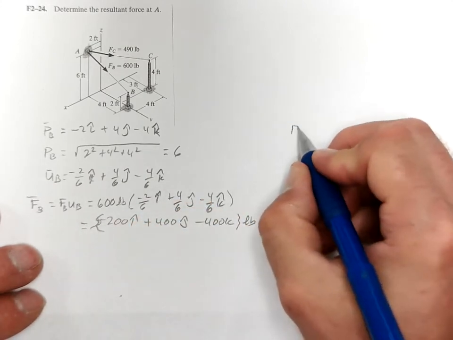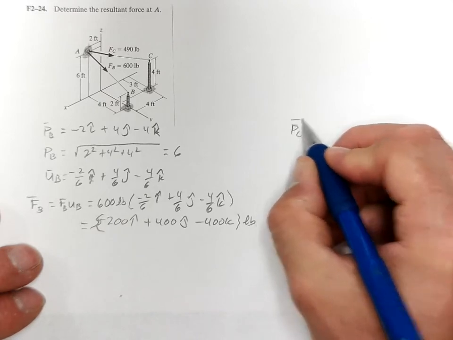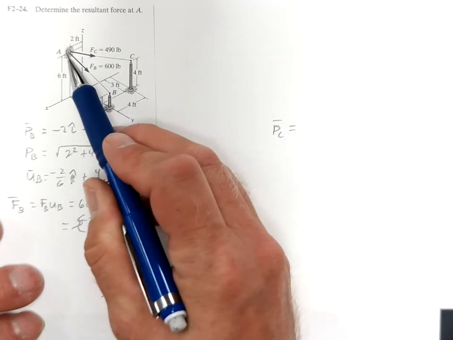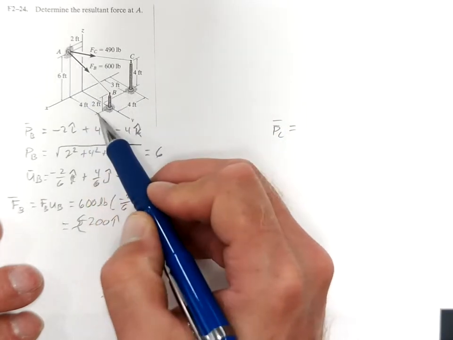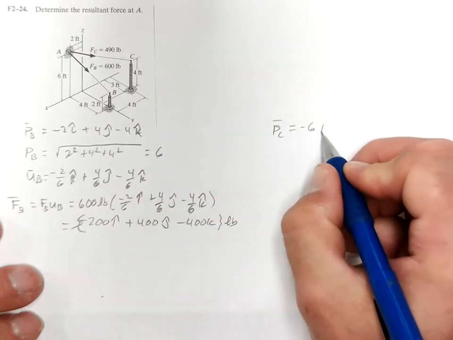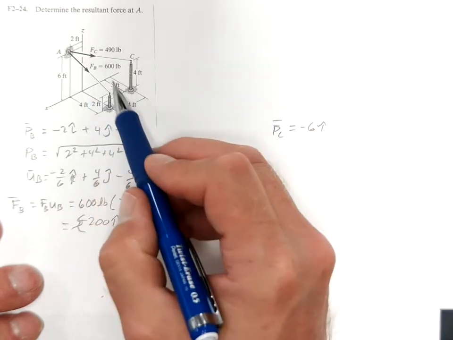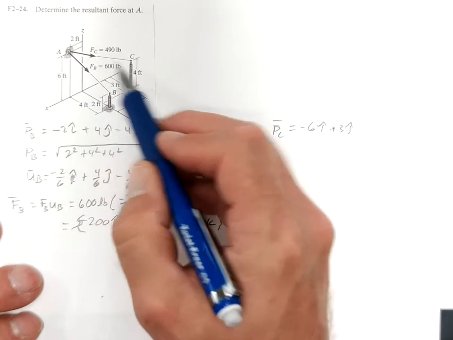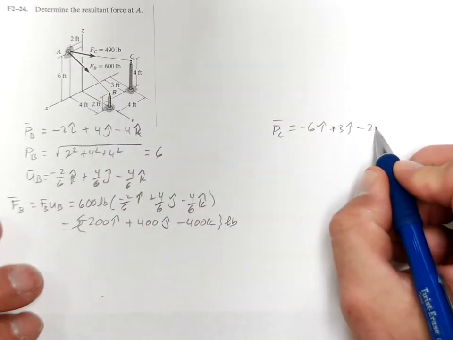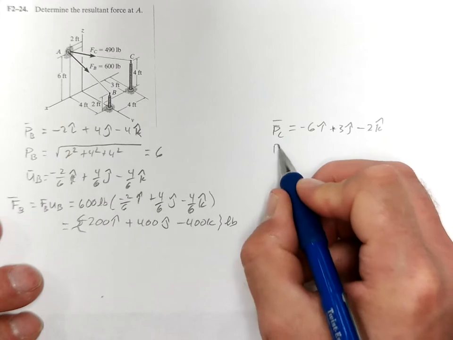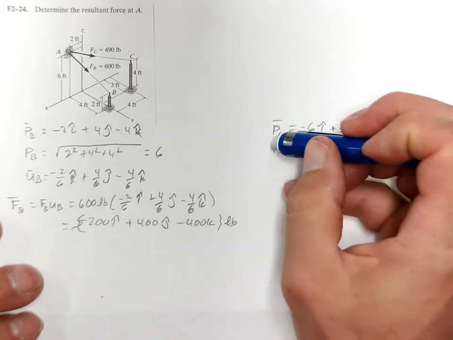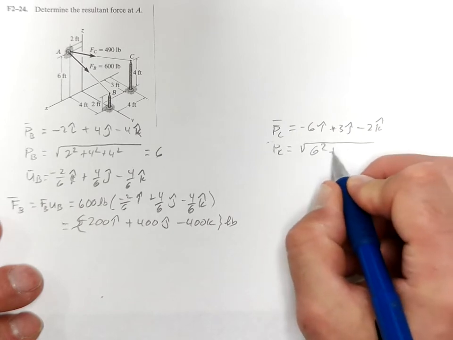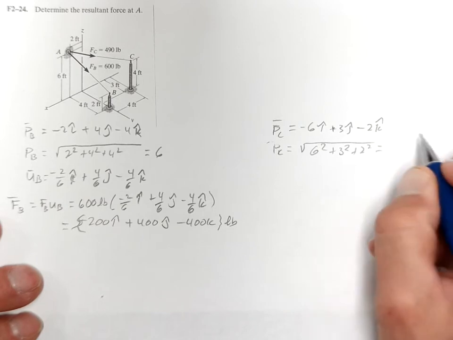Now let's do C. So the position vector of C is, in the x, it goes all the way over 6, -6 in the i. And in the j, it comes out 3. And in the k, it drops from 6 to 4, so -2. And the magnitude of PC is the square root of 6 squared plus 3 squared plus 2 squared, and that equals 7.